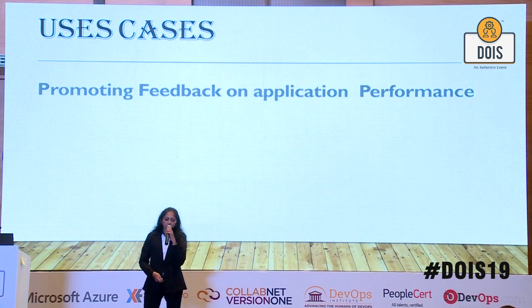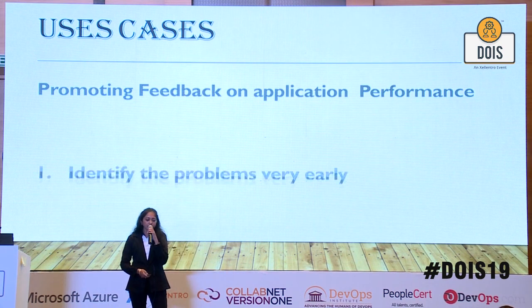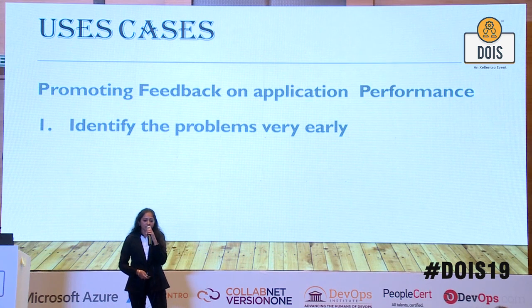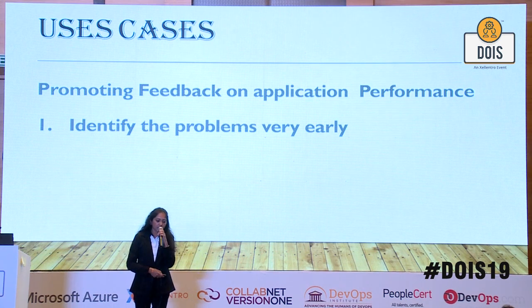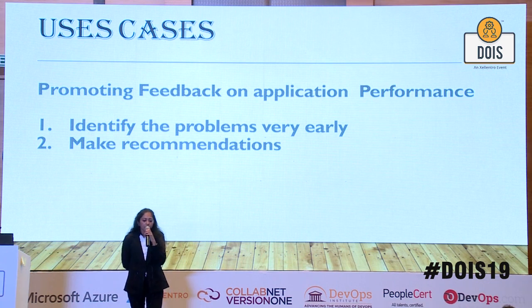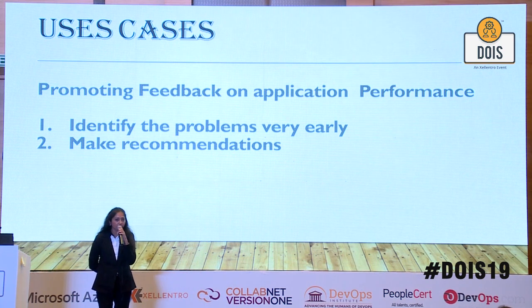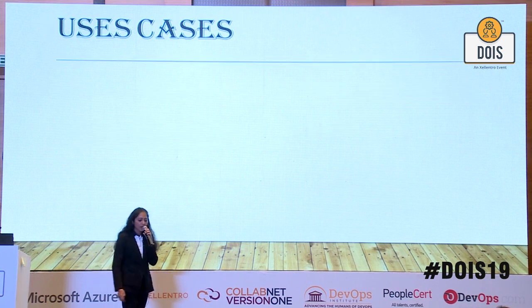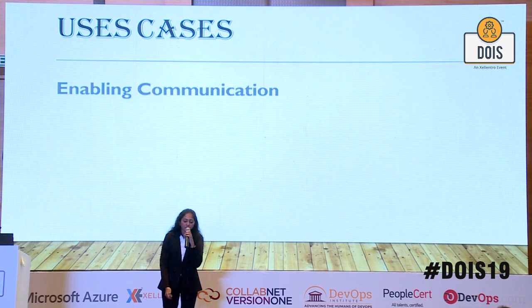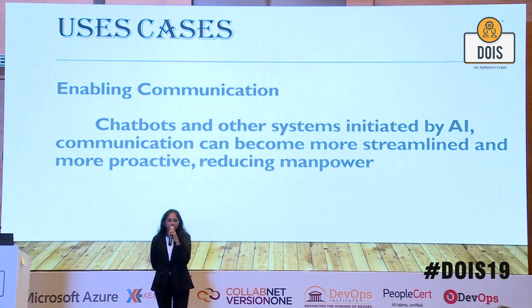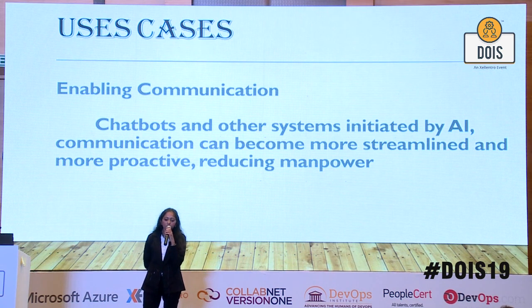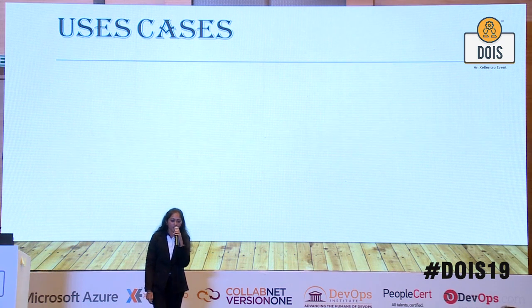Thus reducing the operational cost of the equipment. So this is just the takeaway from the use cases. Let me iterate these key points. I just mentioned promoting feedback on application performance. It helps us identify problems early and make recommendations to the developers. Then enabling communication, as I discussed, chatbots and other AI-initiated systems become more streamlined and proactive, reducing the manpower.